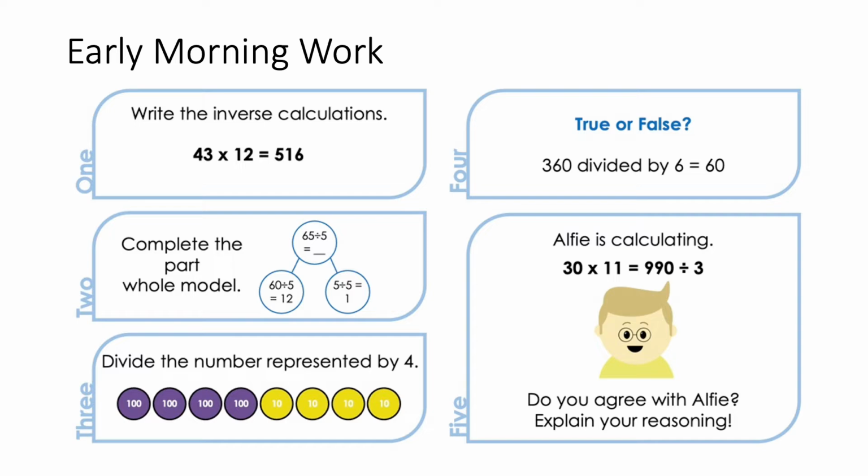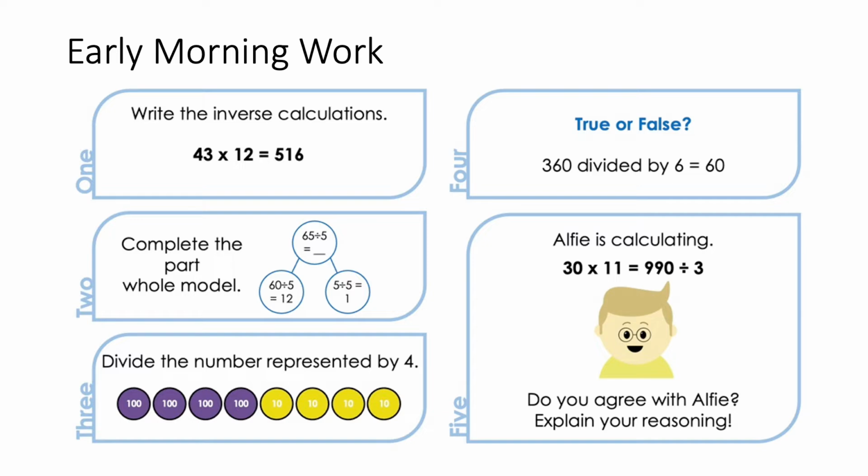Number 3. Divide the number represented by 4. So the number I had that was represented was 440. I know that 400 divided by 4 is 100. And I know that 40 divided by 4 is 10. 110 is 110. True or false? 360 divided by 6 is 60. It is true because I know that 6 lots of 6 sixes are 36. So 6 lots of 60 is 360.